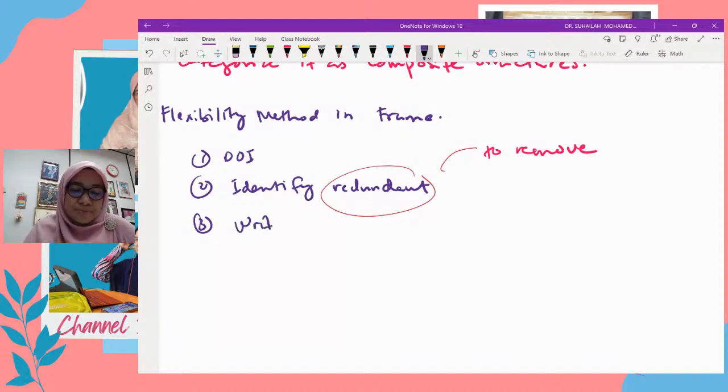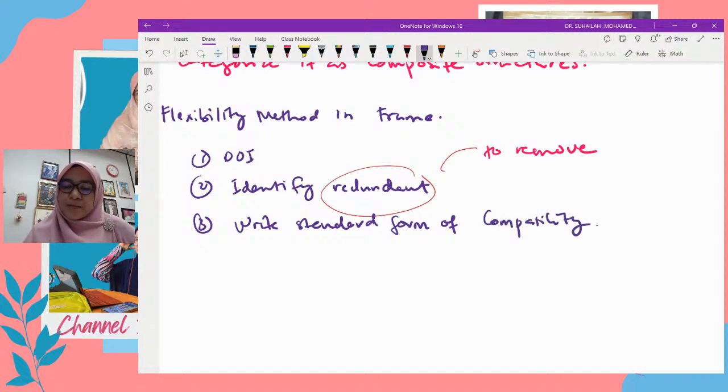We don't need to rewrite the standard general equation, because from the general equation we are forming, or deriving, what we call the compatibility equation. So this is the step: write the standard form of compatibility equation. This is step number 4.